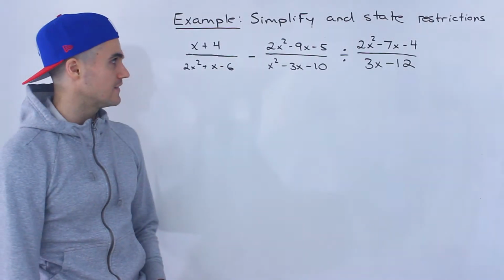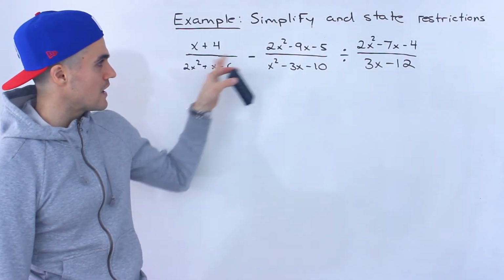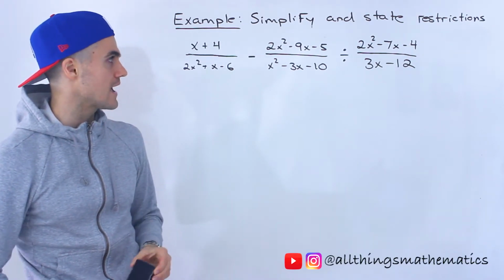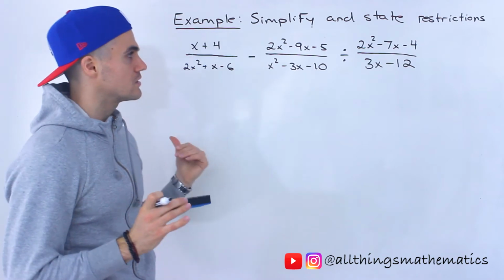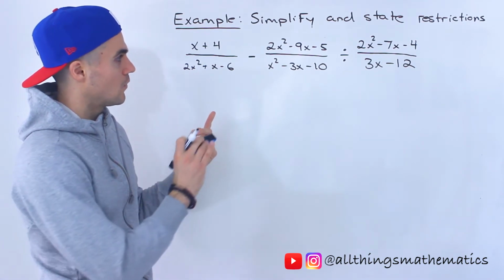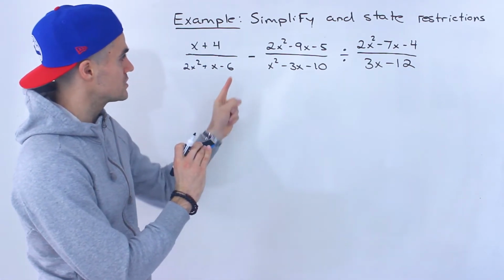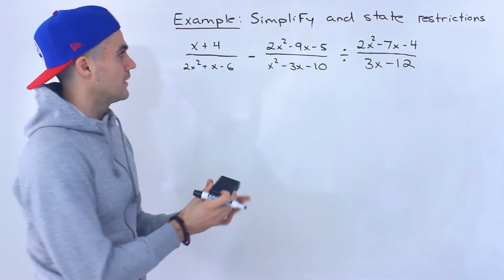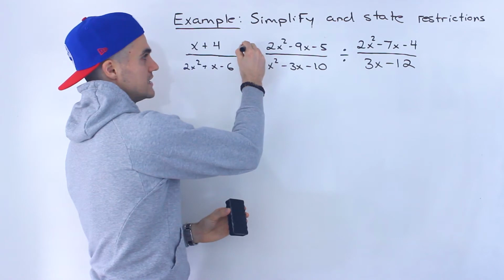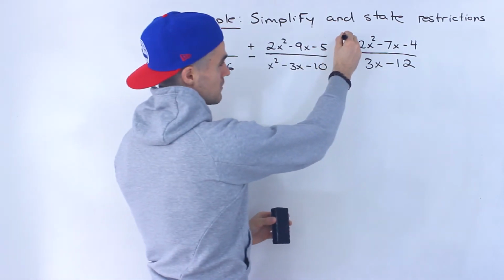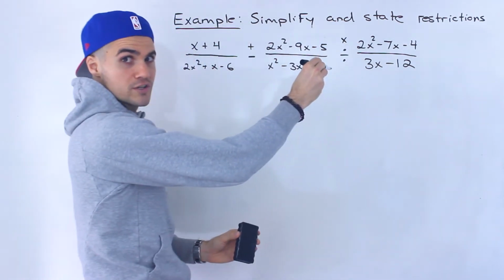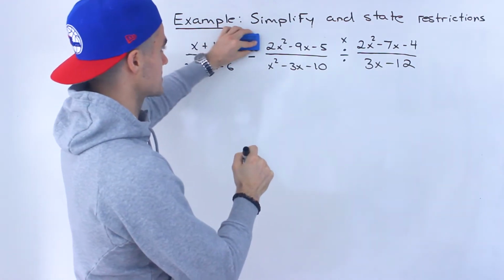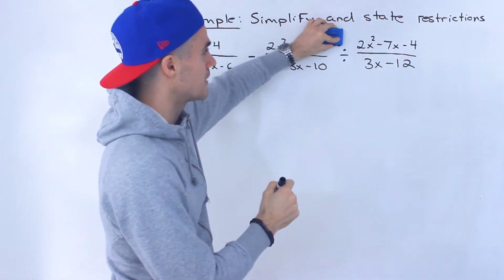Patrick here, and in this question what we have to do is simplify this big expression and state restrictions. Notice that this one's a little bit unique compared to the previous ones we did because we are mixing certain operations here. We have a subtraction and we have a division. Whenever you have addition or subtraction mixed with multiplication or division, you have to be careful because now you have to start worrying about BEDMAS, and BEDMAS is going to apply in this case.